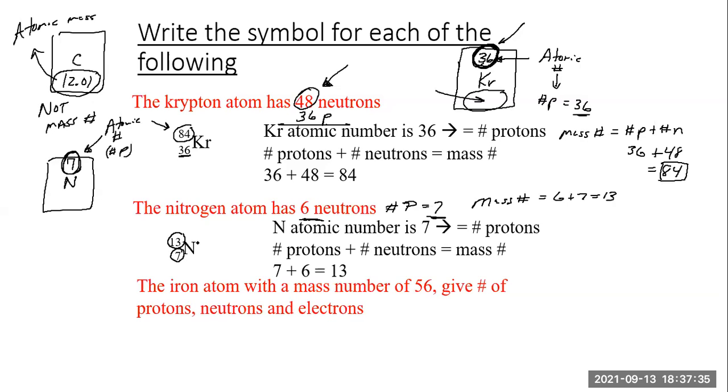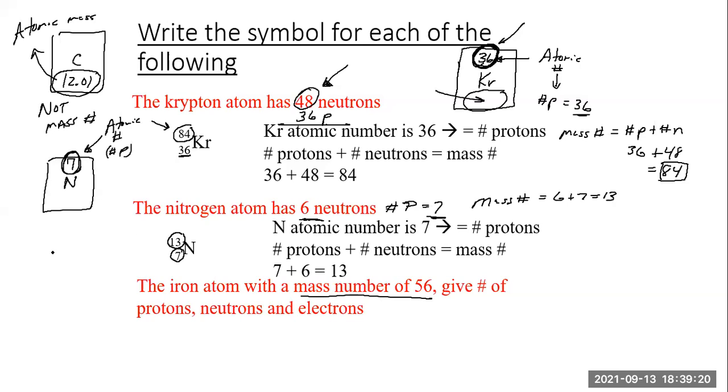All right, why don't you take a second here and see what you come up with. Write the symbol with the mass number and atomic number for iron that has a mass number of 56. Also figure out how many protons, electrons, and neutrons there are. Okay, let's take a look at this one here. So again, we have iron. In this case, they actually gave us the mass number.